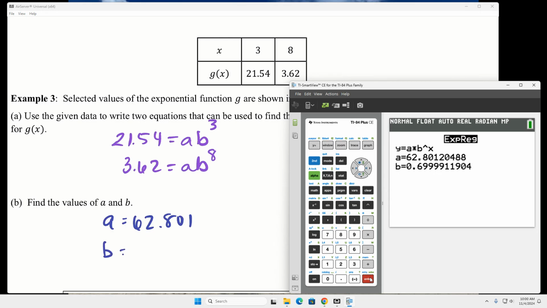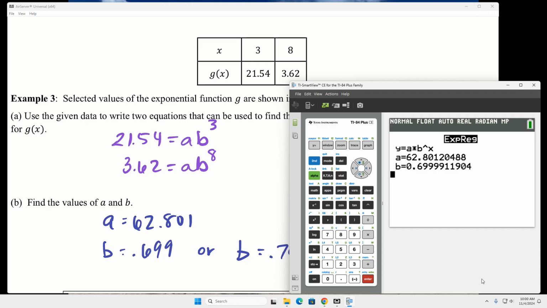So be careful on that B. B is either going to be 6.99 or 0.700. They're both absolutely perfect, but 0.7 will get you absolutely no points.